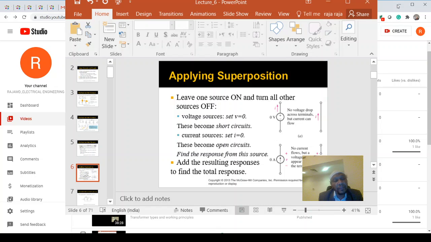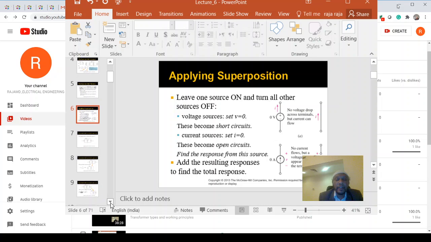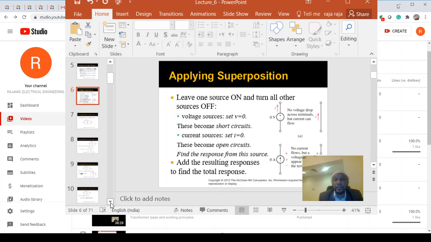So what happened here? For voltage sources, we set V equal to 0, and thus this becomes a short circuit. For current sources, we set I equal to 0, and this becomes an open circuit. So find the response of each source, then add the resulting responses to find the total response. That is what I explained in case 1, case 2, case 3. You have to sum the parameters, either voltage or current. Okay, this is the procedure for applying the superposition theorem in any type of linear network.